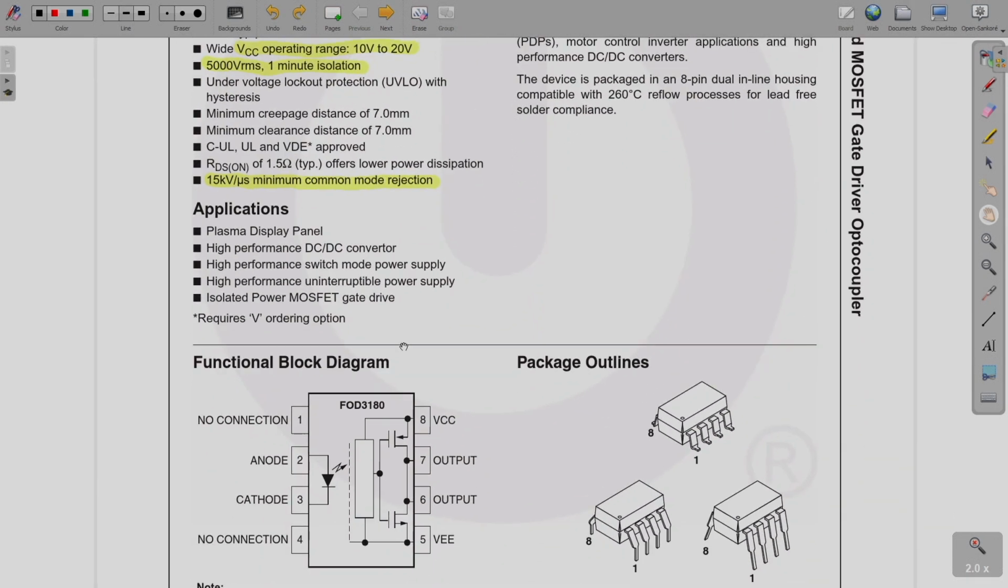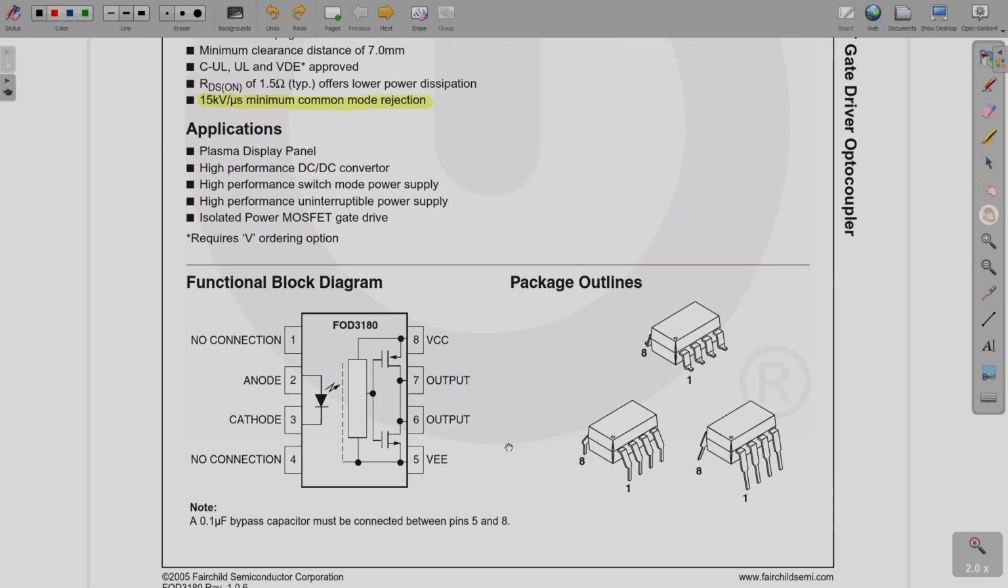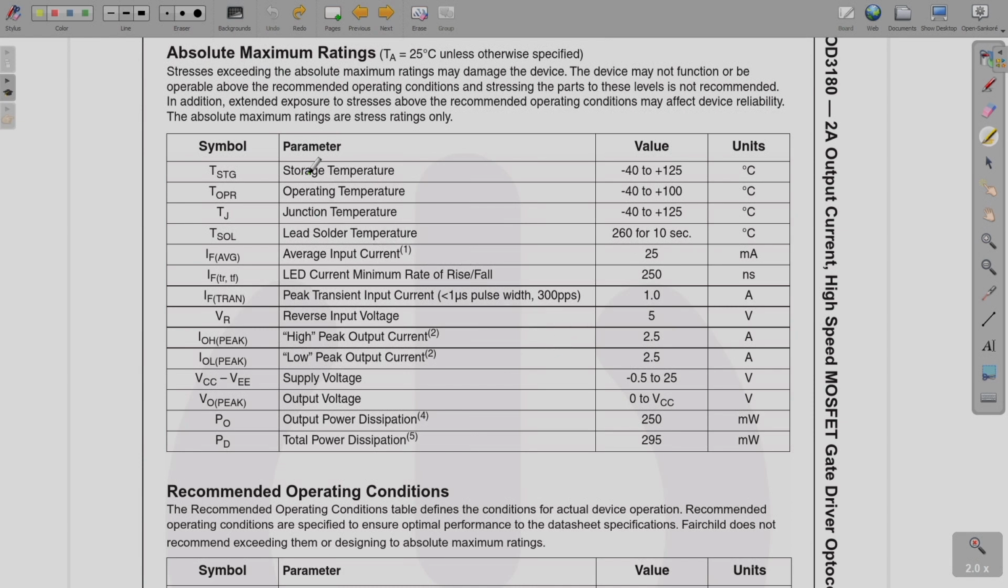Applications will also be provided. So, this is the block diagram of this IC. It shows that this uses an optocoupler, then it further uses some totem pole arrangement as well. Okay, and it is available in different packages. Further, other maximum ratings are also given in tabular form. You can go through all of them.